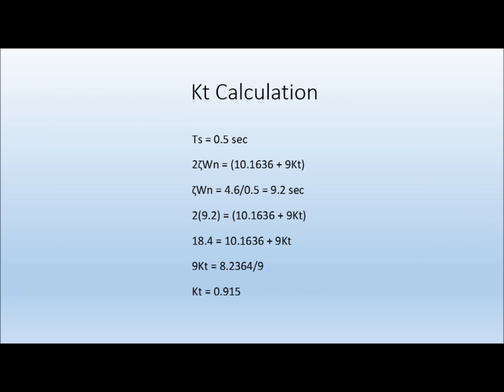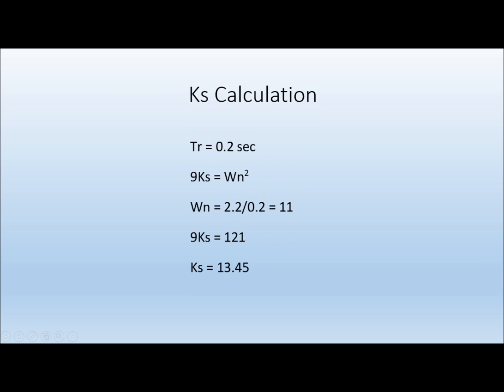Next we have our calculations for KT. The calculation for KT was based on the settling time, which is Ts. We decided we wanted our settling time to be 0.5 seconds. The other thing that helps us determine our KT value is the 2 zeta omega n value, which we got from our transfer function to be 10.163 plus 9 KT. From this equation, we can see that our zeta omega n is equal to 9.2 seconds. Plugging this back into our first equation, we find that KT is equal to 0.915. The KT is our derivative value for our control.